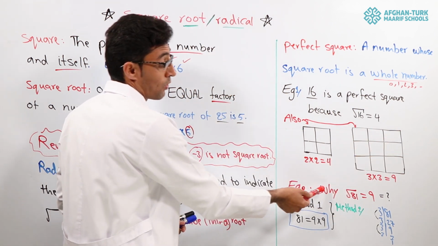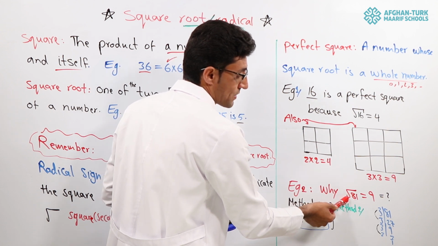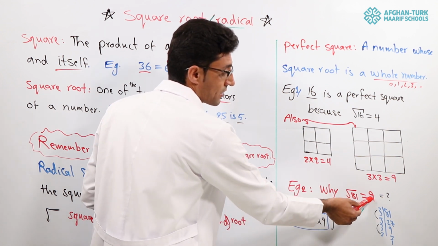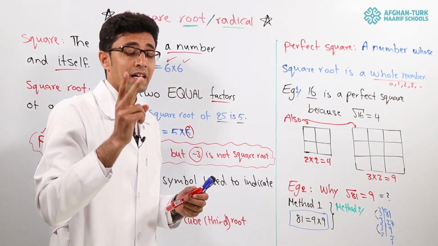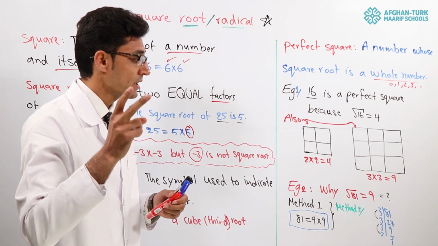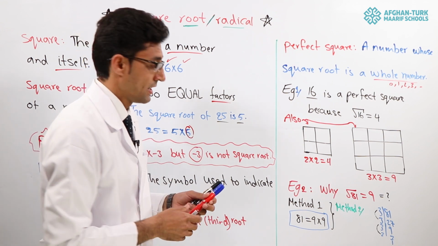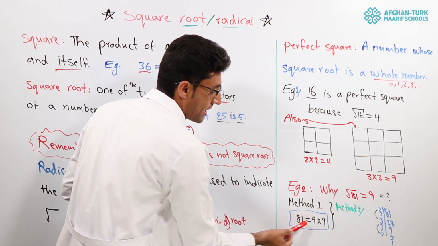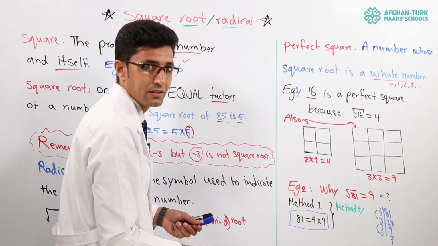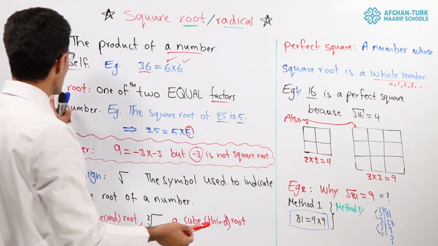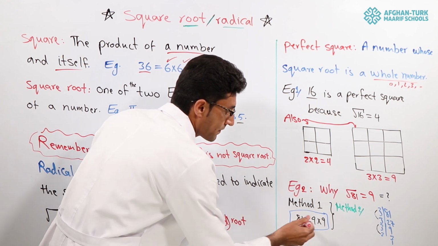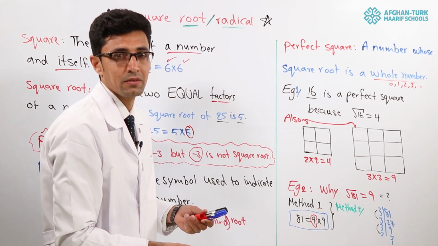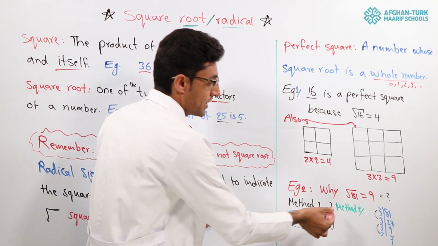Example 2. Why is the square root of 81 equal to 9? Because I told you, and now I am going to tell you two methods. Method 1. Because 81 is equal to 9 multiplied by 9. What was the definition of a square root? One of the two equal factors. It means one of the two equal factors. 9. Finish.